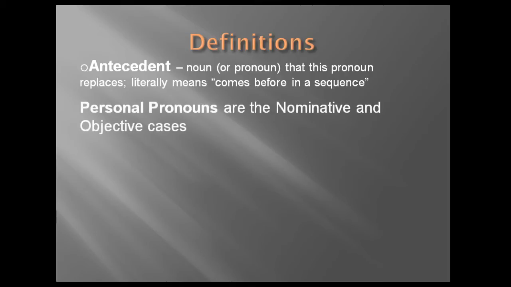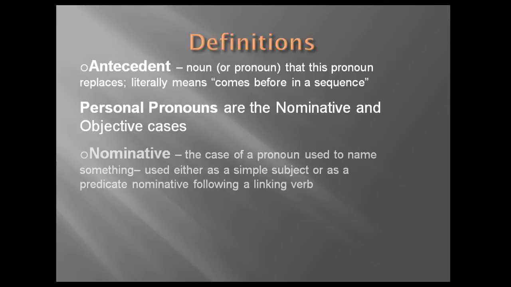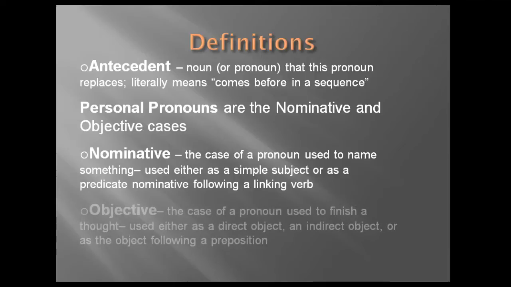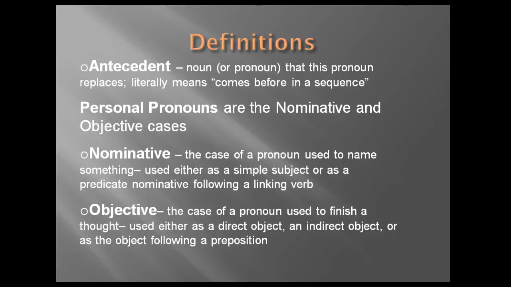Next, please remember that personal pronouns are considered the nominative and objective cases. Don't worry, examples will follow. A nominative case, however, is the case of a pronoun used to name something. It's used either as a simple subject or as a predicate nominative following a linking verb. An objective case is the case of a pronoun used to finish a thought, used either as a direct object, an indirect object, or as the object following a preposition.